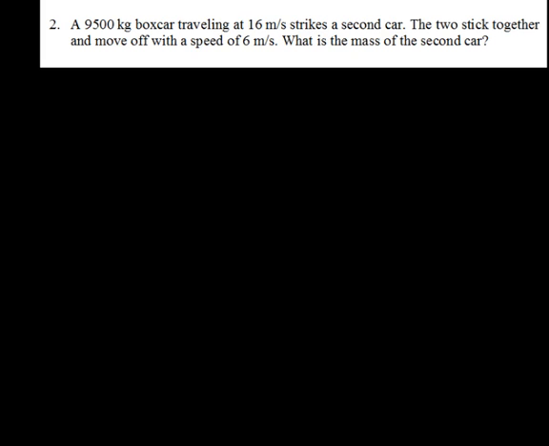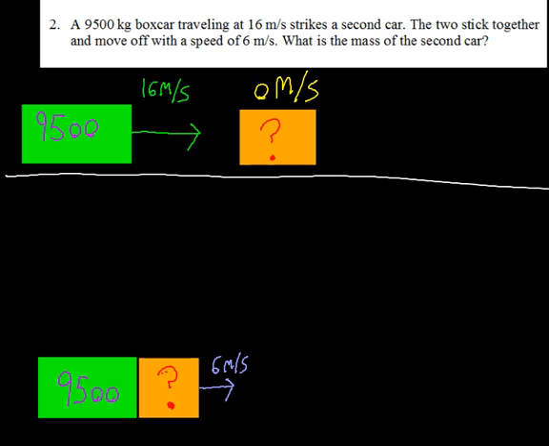A 9,500 kilogram boxcar traveling at 16 meters per second strikes a second car. The two stick together and move off with a speed of 6 meters per second. What was the mass of the second car? As with all momentum problems, let's draw it before we begin. So here's our problem drawn out.